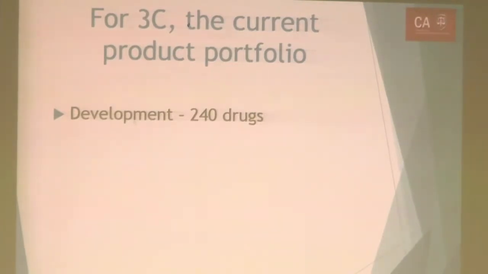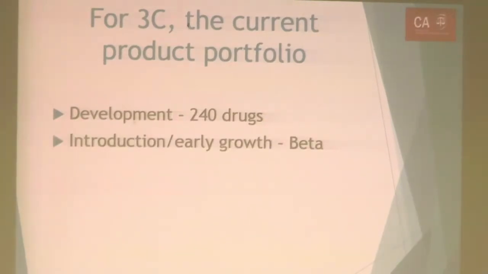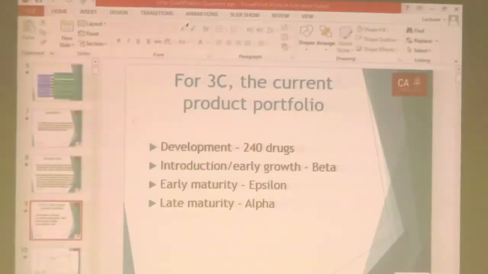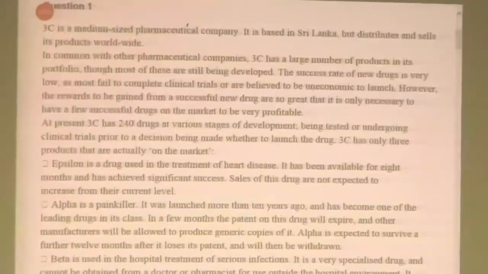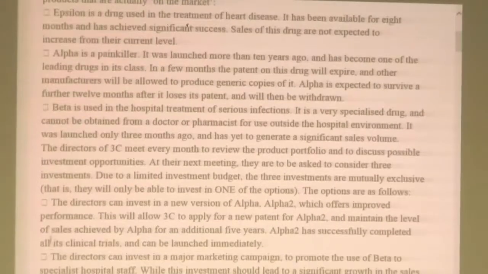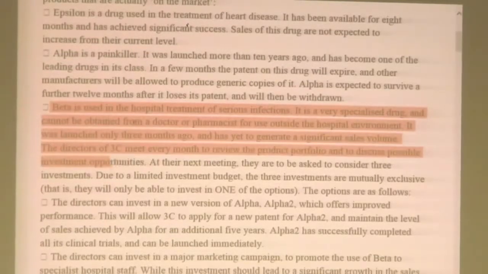Right. Now let's look at 3C. At the development stage, there are 240 drugs. So that is what they say. Introduction and early growth, you could say beta. Okay, let's look at beta. This is what you read on beta. So beta is this particular part.